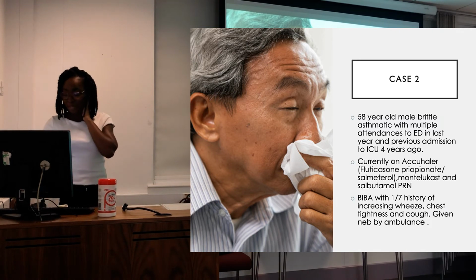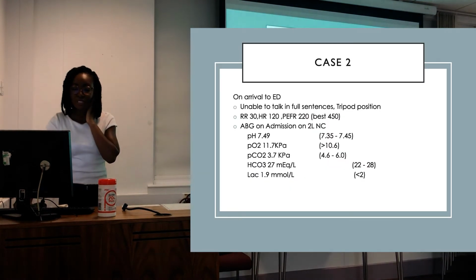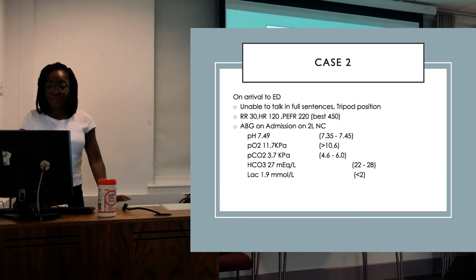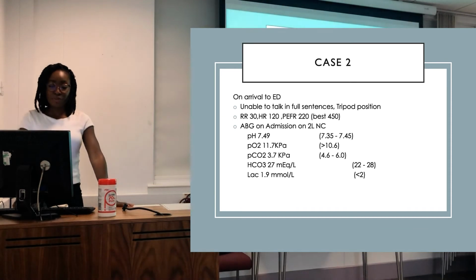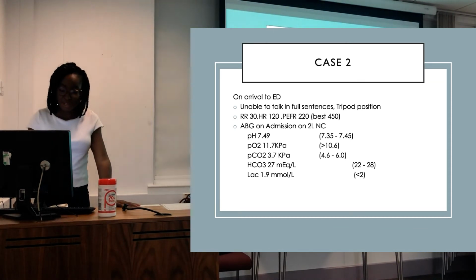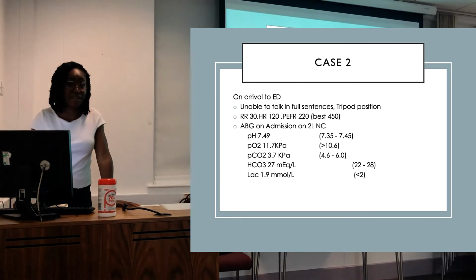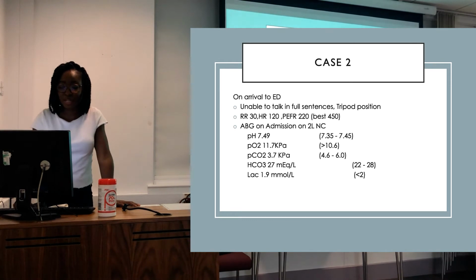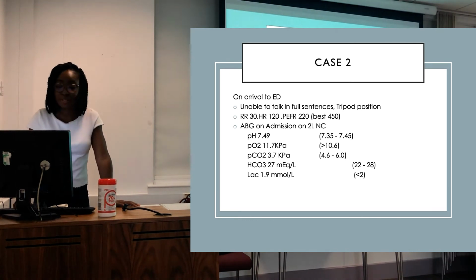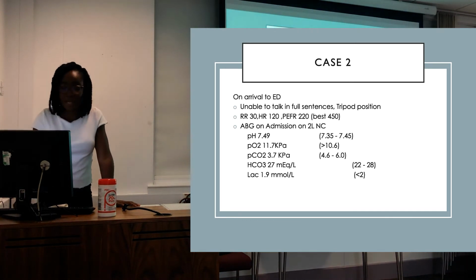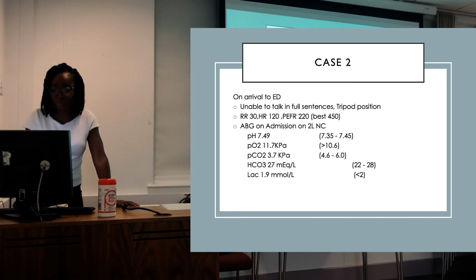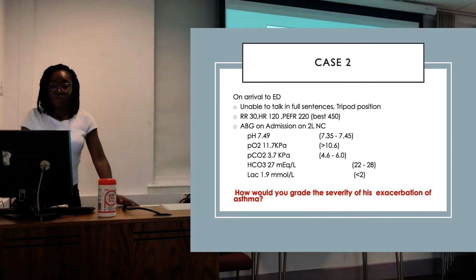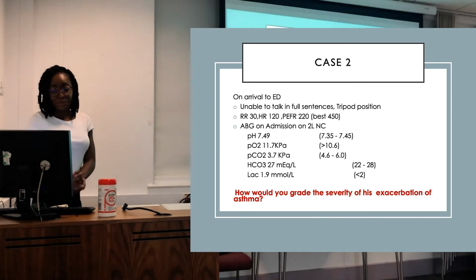He's given an nebuliser by the ambulance. On arrival to ED, he's unable to talk in full sentences. He's in a tripod position. His respiratory rate is 30, heart rate 120, peak flow is 220, his best is 450, and his ABG on admission on 2 litres nasal cannula is pH of 7.49, PO2 of 11.7, PCO2 3.7, bicarb of 27, and lactate of 1.9. How would you grade the severity of his exacerbation of asthma?